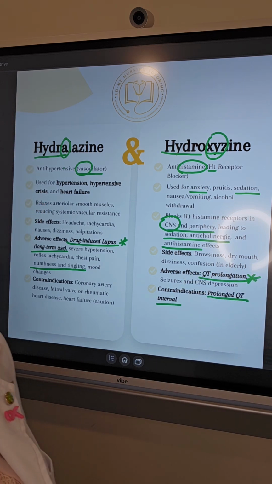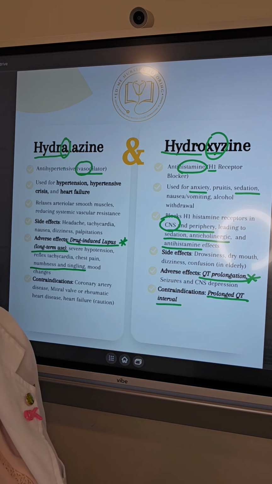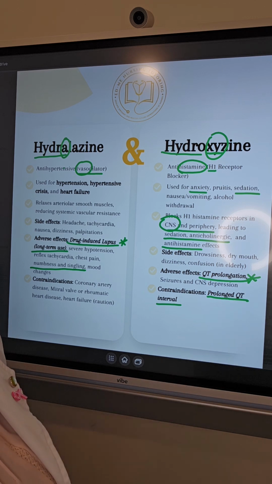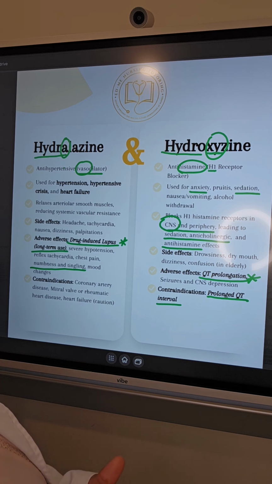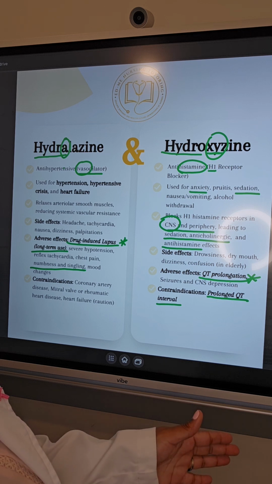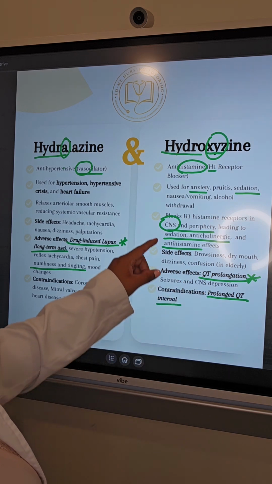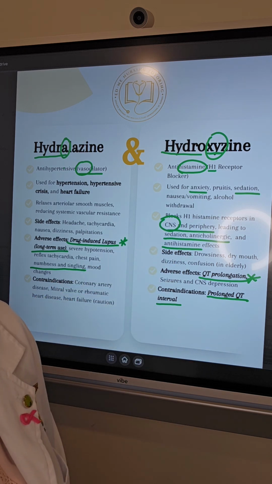Biggest adverse effect that the NCLEX is always going to test you on is about that QT prolongation. If they have prolonged QT interval, you are not going to give this medication to this client. But you're also going to be monitoring them for QT prolongation if they don't have a prolonged QT interval. So you want to put them on a cardiac monitor and ensure that their heart is okay, because the longer that QT gets, their heart can stop. They could also develop seizures and CNS depression because, again, it is affecting that CNS.